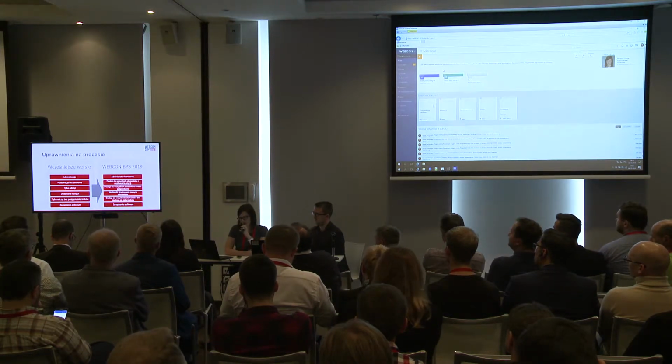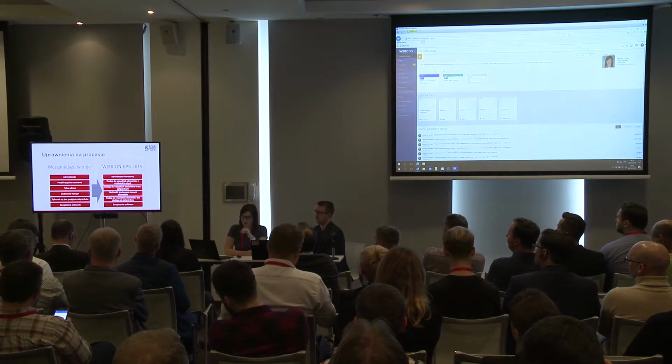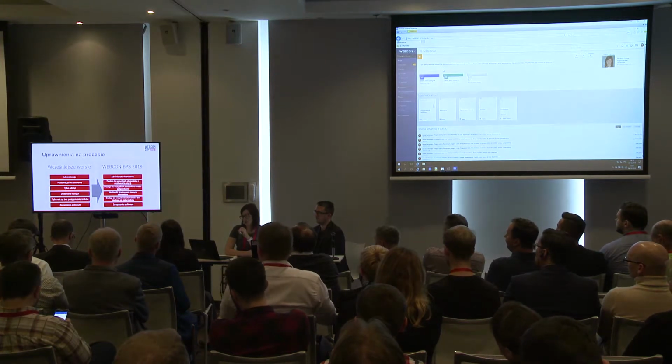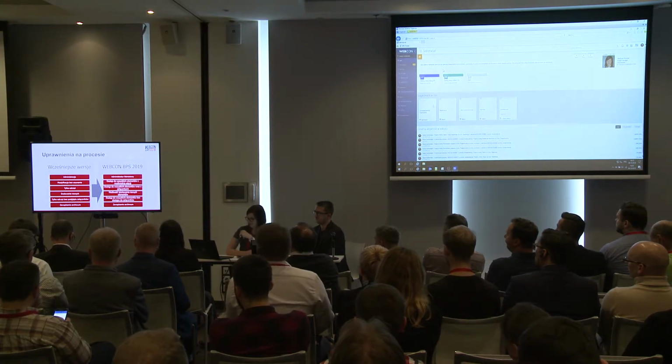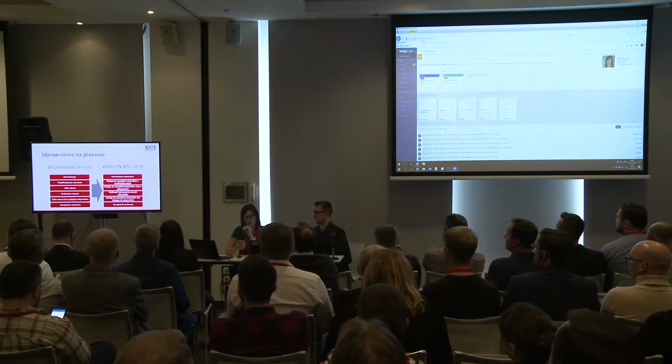Now, process privileges. So this is the element that has been there for some time. It hasn't been modified. We've only changed the names. These names are now easier to understand. So previously that was administration privileges, now it's business administrator, that's how we call it. So this is where you have access to all kinds of elements in the process. You can modify any kind of element. You work as an admin.